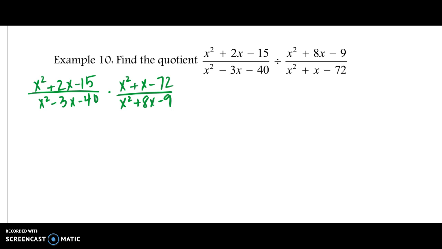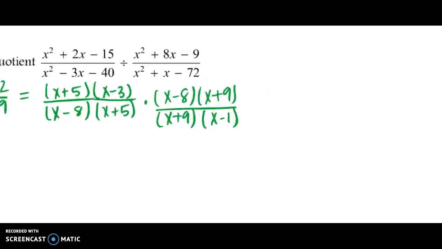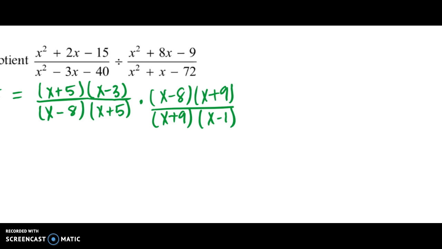I want you to use the X and the box method to figure out what the factors of all of these would be. Okay, so here it is factored. Now we can cancel out anything that we see at the top and the bottom. So x minus 8, x minus 8, x plus 9, x plus 9, x plus 5, x plus 5, and we will be left with x minus 3 over x minus 1.